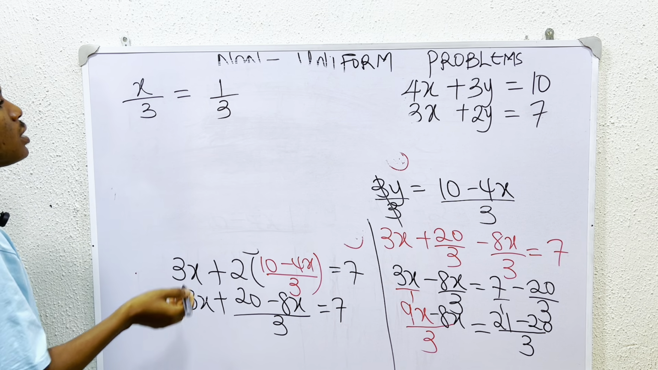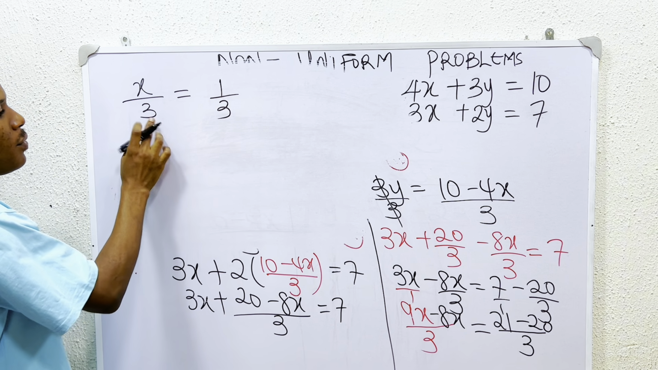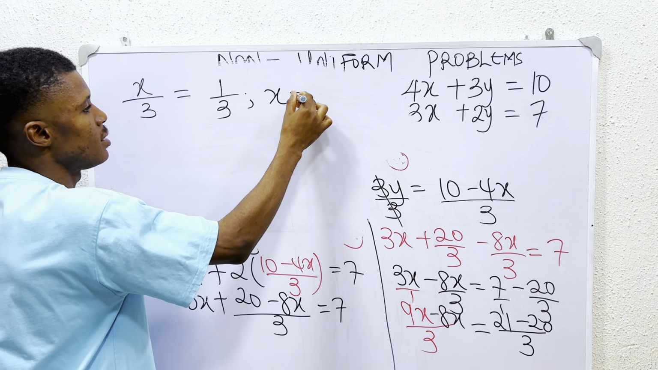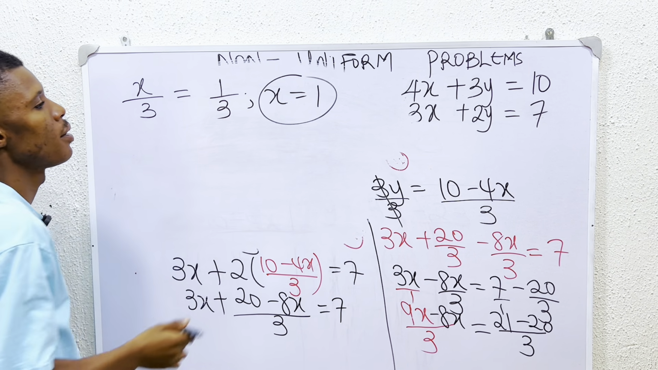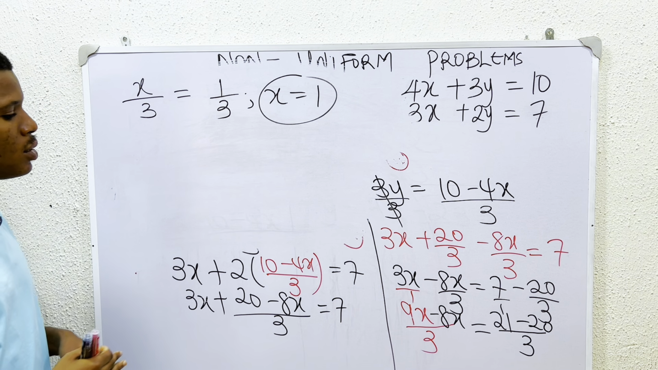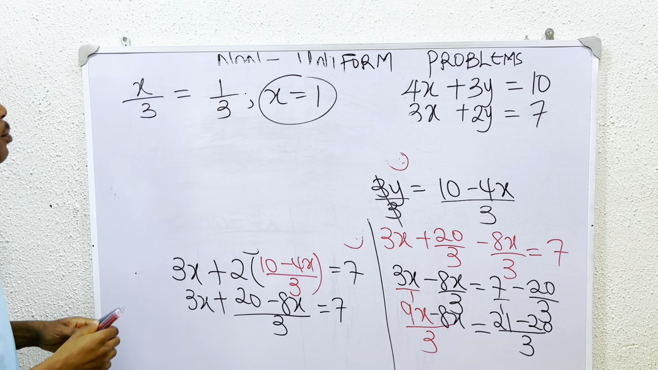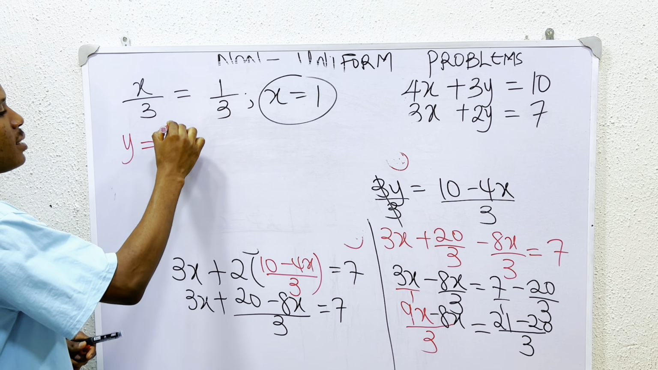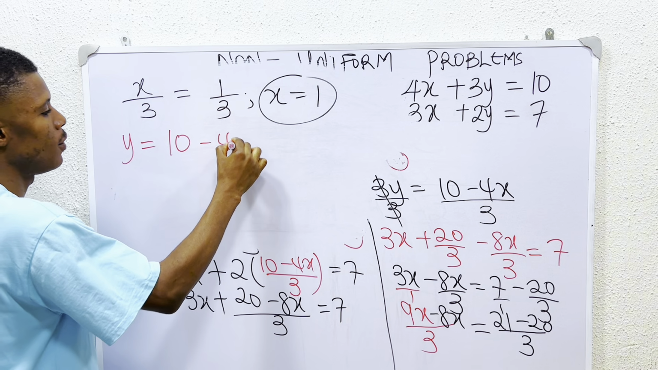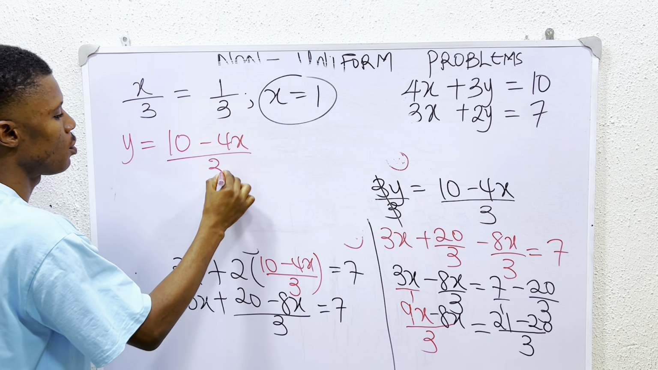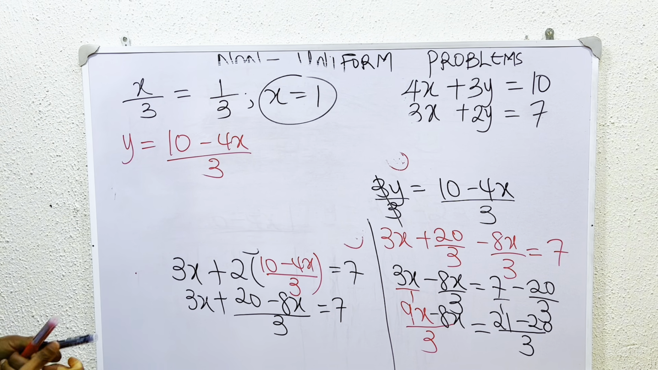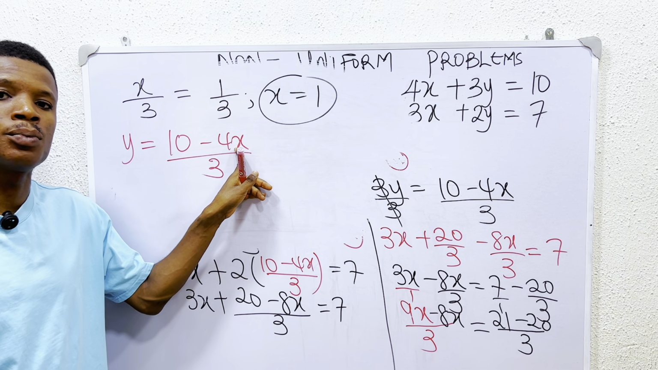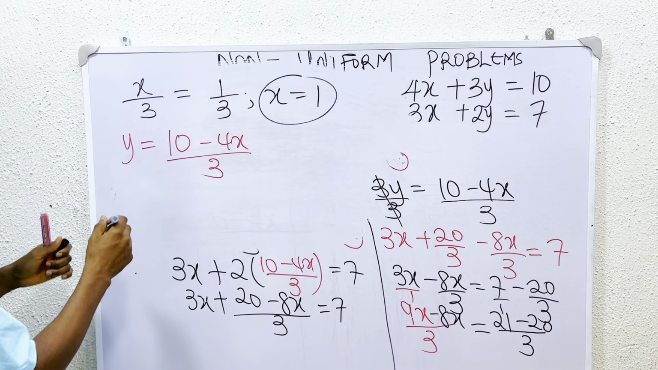To get x is basically simple. If you compare, the denominators are the same. You can now see that x is equal to 1. X is simply 1. So the next thing is to find y. But we recall from equation 3 that y is equal to (10 minus 4x) over 3. Anywhere we see x, we are going to put 1.